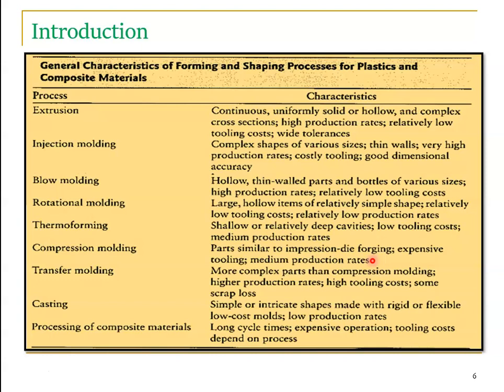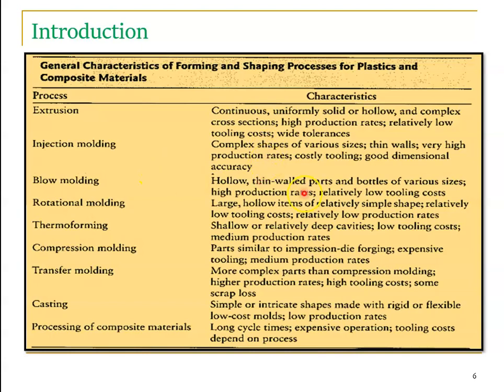For example, extrusion, injection molding, blow molding, rotational molding, thermoforming, compression molding, transfer molding, casting, and then processing of composite materials. Here, extrusion generally makes solid or hollow continuous uniform complex cross sections, with high production rates, relatively low tooling cost and wide tolerance. So in the extrusion process we can make any type of cross section, solid or hollow, or complex shapes. The production rate is high, but the tooling cost is very low. These are some of the advantages of extrusion.